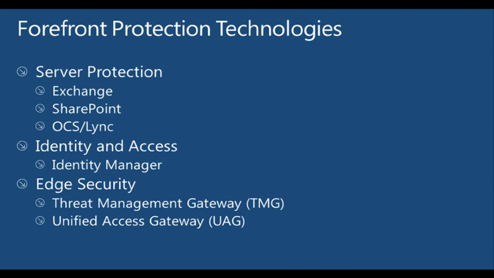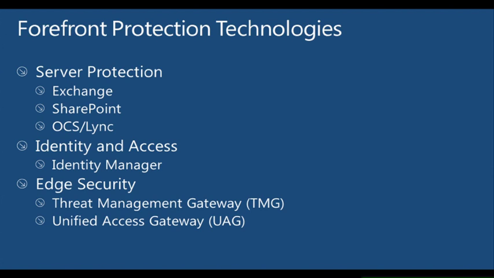In the server protection space, we of course have Forefront Protection for Exchange, Forefront Online Protection for Exchange as well, Forefront for SharePoint, as well as Forefront Protection for OCS and Lync. In the identity and access space, of course, we have Forefront Identity Manager. And actually, going back to the server protection, just a note, we used to have the Forefront Endpoint Protection technology, which is now a part of System Center, so it's System Center Endpoint Protection. But identity and access, of course, FIM, Forefront Identity Manager, is a part of this suite.